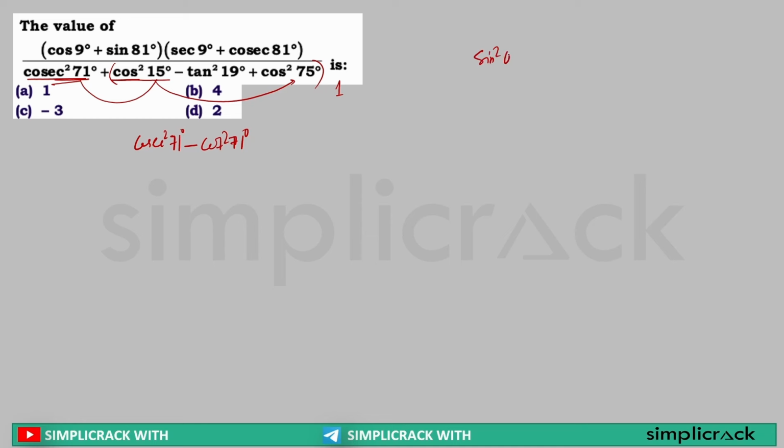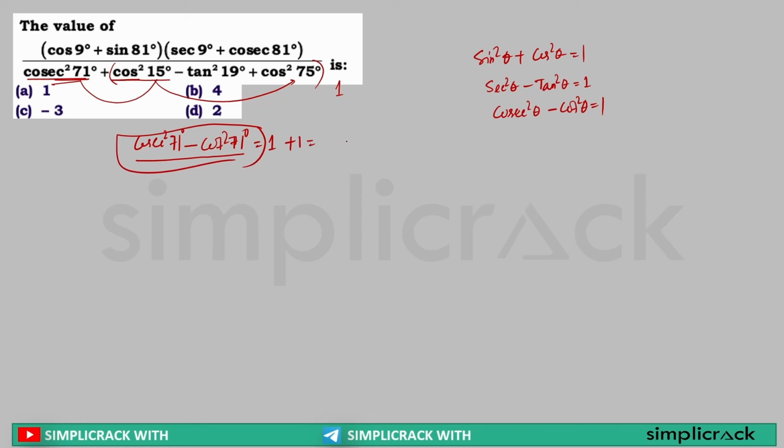Sir, we know sine square theta plus cos square theta is equal to 1. Sec square theta minus tan square theta is equal to 1. Cosec square theta minus cot square theta is equal to 1. Sir, cosec square theta minus cot square theta is 1, plus this whole thing 1. So the denominator will be 2. So the whole denominator is 2.